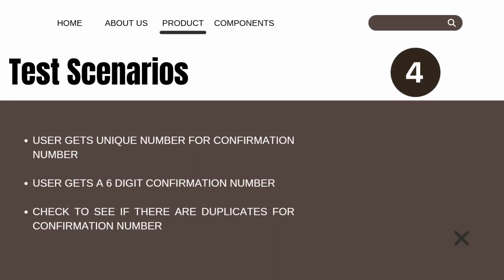So for our test 4 scenario, we focused mainly on confirmation. For the first one, we're making sure that we have a unique confirmation number. For our second one, we're making sure that it's a 6-digit confirmation number. And for our third one, we're making sure that we don't have any duplicates within our confirmation.